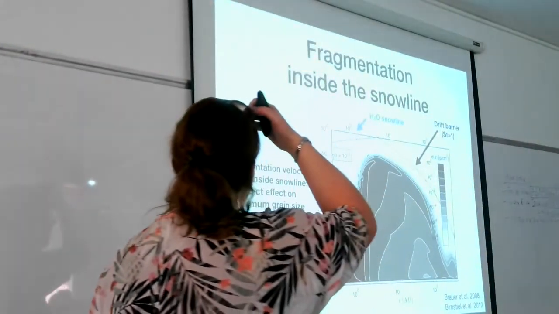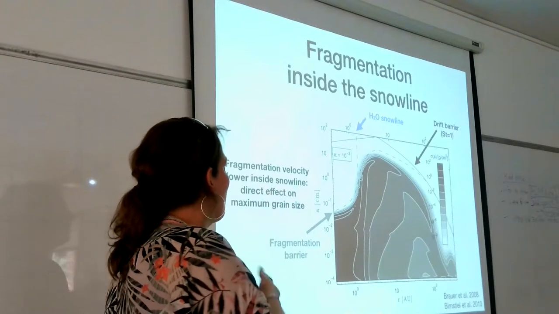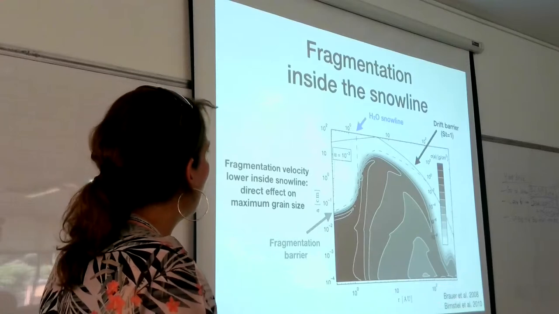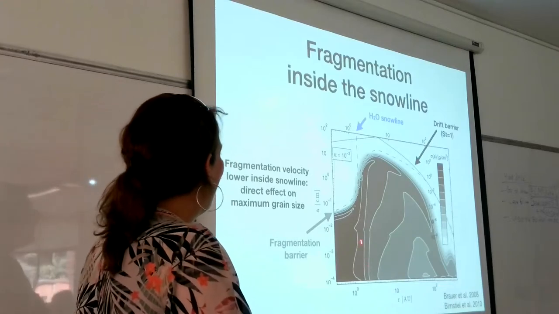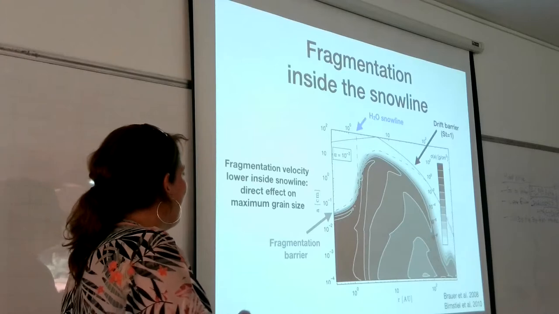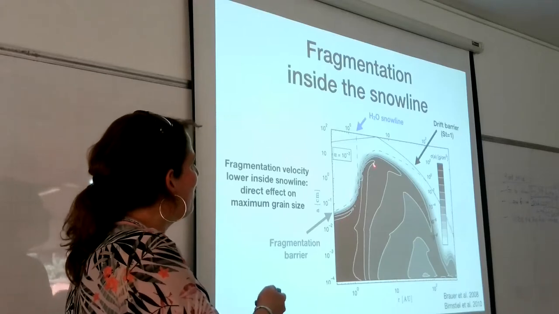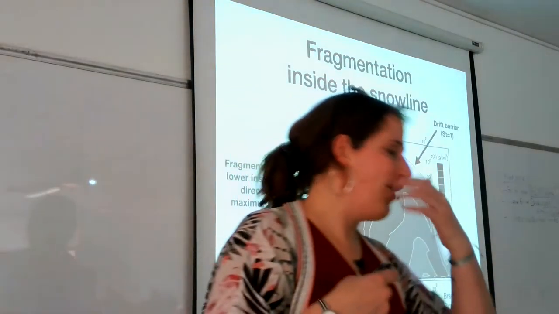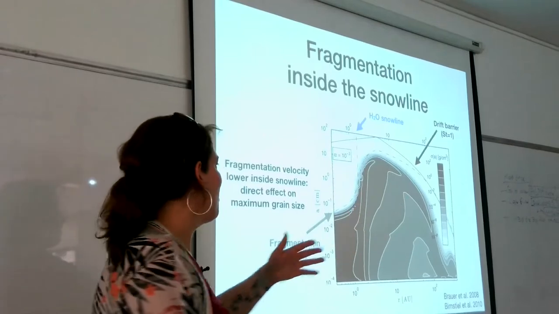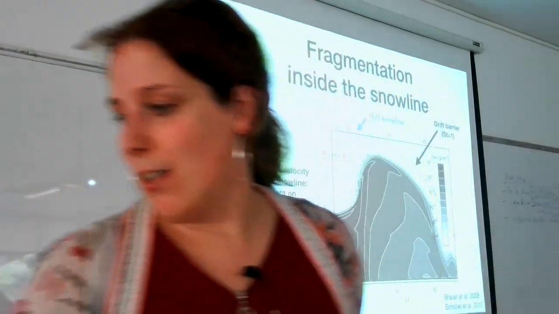Then there is this interesting effect. We talked about this earlier, that you can change your fragmentation velocity inside the water snow line. They did that in this particular model, so you actually see that in the simulation as well. Inside the water snow line, the maximum grain size is actually a little lower than just outside the snow line. This is because of the assumption that ice grains are stickier, and therefore less affected by fragmentation than grains inside the snow line. So this is just part of the same effect.